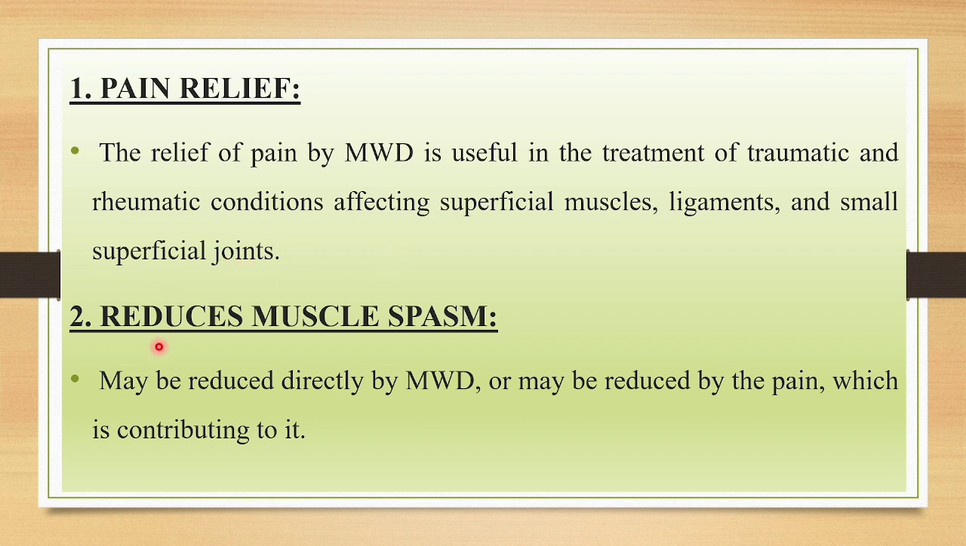The second therapeutic effect is to reduce muscle spasm. It may be reduced directly by microwave diathermy, or it may be reduced by the reduction of the pain which is contributing to it. So it is like the pain spasm cycle. If the pain is reduced with the help of microwave diathermy, the muscle spasm will automatically also get reduced. That is the pain spasm cycle. So microwave diathermy is responsible for breaking the pain spasm cycle, thereby reducing the pain as well as the muscle spasm.